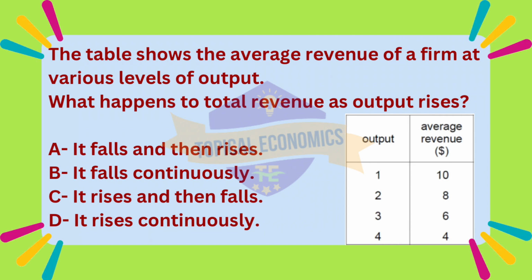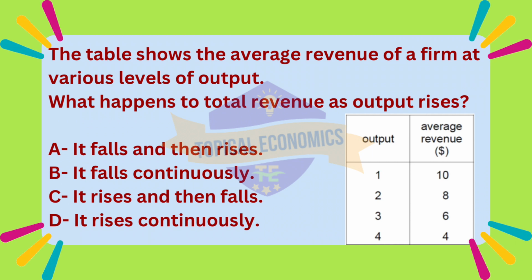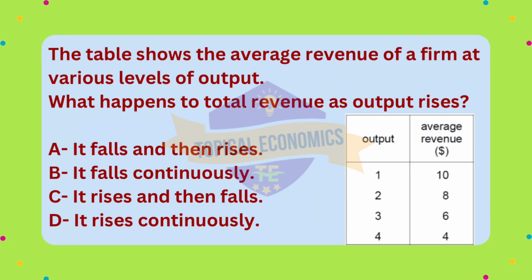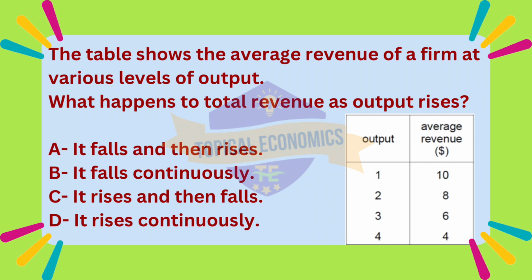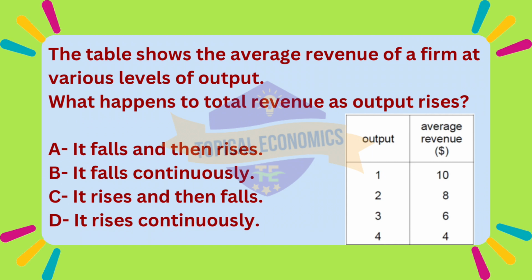The correct answer for this question is option C. Total revenue is price multiplied by the quantity. We can see that from 1 to 2 units, total revenue rises from $10 to $16. From 2 to 3 units, total revenue rises from $16 to $18. From 3 to 4 units, total revenue falls from $18 to $16. Thus, total revenue rises initially and then falls after a certain point, from 3 to 4 units. This pattern suggests that total revenue increases and then decreases as output increases, which indicates the firm is experiencing a decreasing marginal revenue beyond a certain level of output.